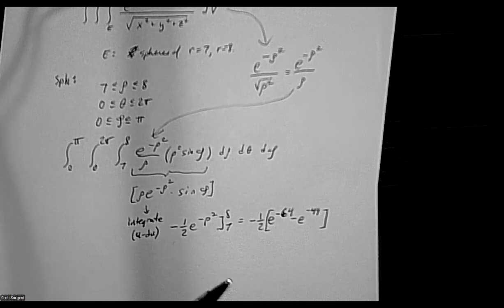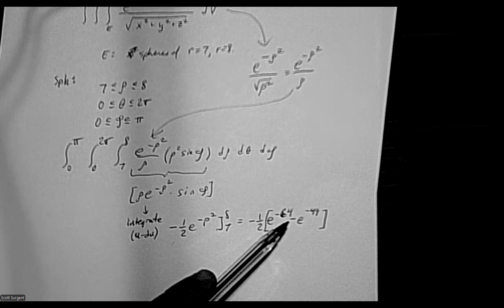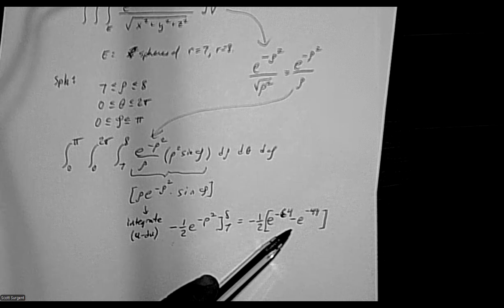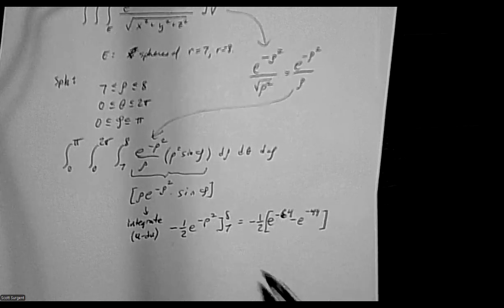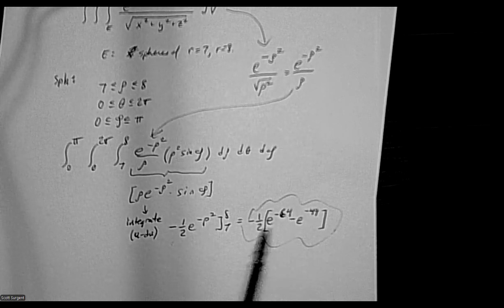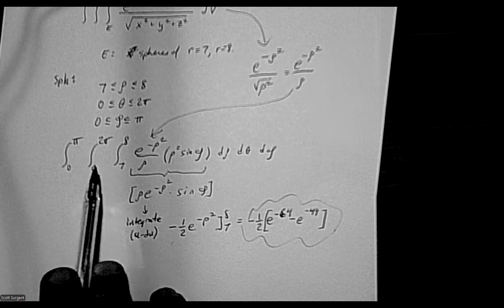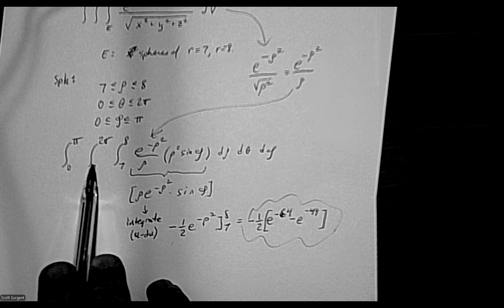Now, when I pop the numbers in, I get this crazy thing. And if I put that on my calculator, I'm just going to get 0. These are tiny, tiny, tiny numbers. I'll tell you what, I'm just going to put a little blob around it. We'll just come back to this guy. Let's go ahead and work out the other integrations.